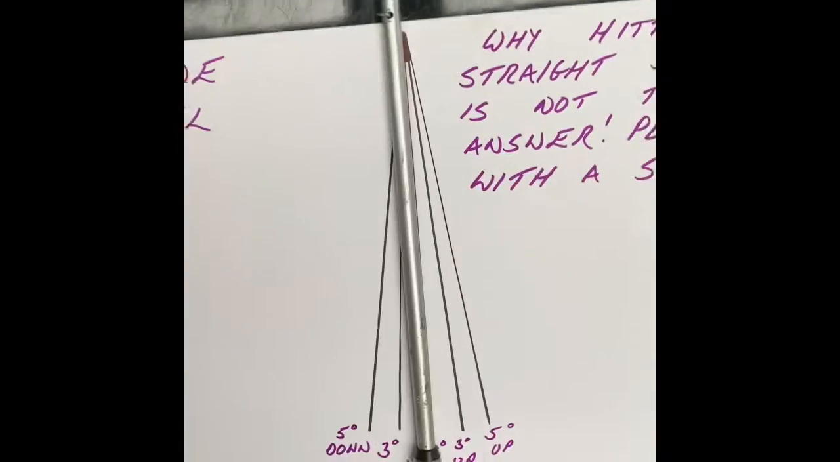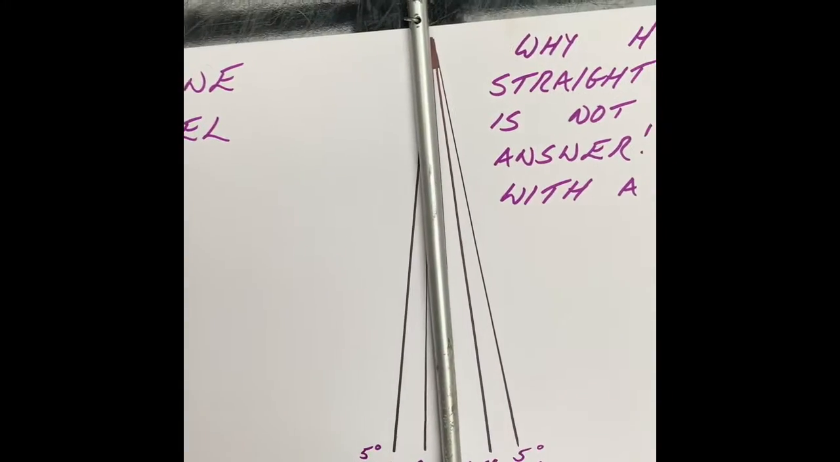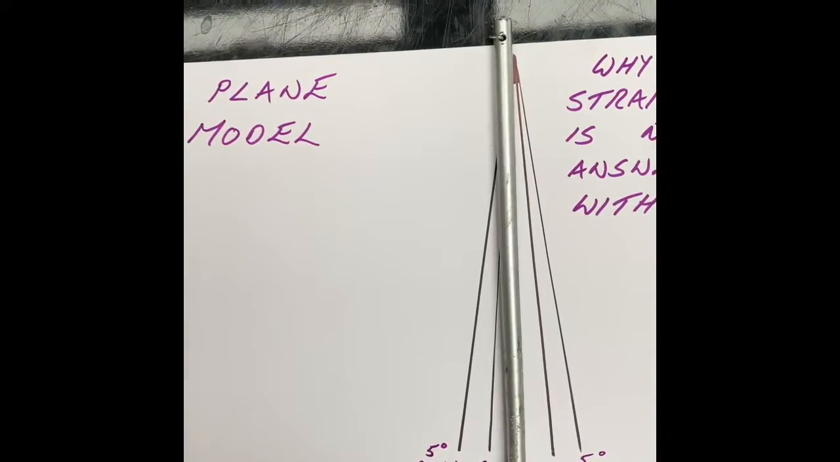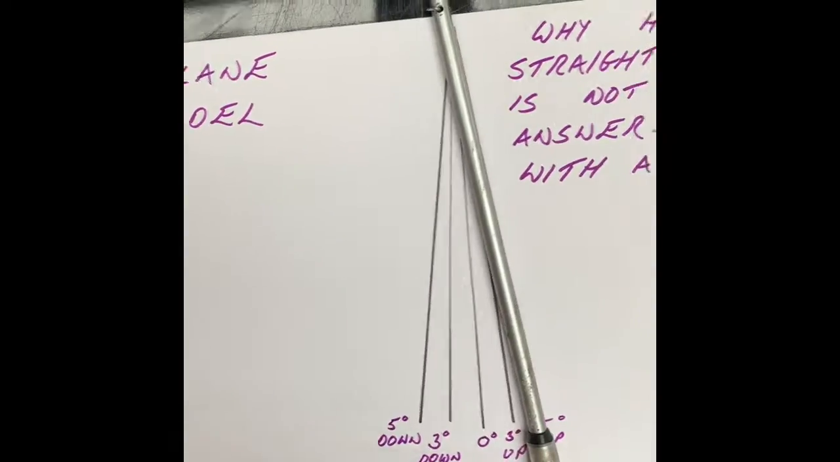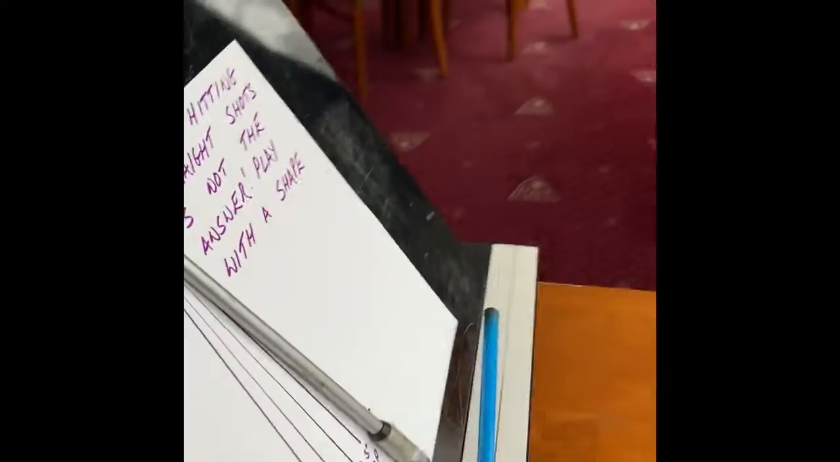What we're going to do is now look on the D-plane model at what that actually means and why you should probably hit a fade. So let's have a look at that. Here's my D-plane model, and you can see these lines represent angle of attack, and you can see this one over here that's 5 up. So we're going to move it to 5 degrees up. What does that mean now?